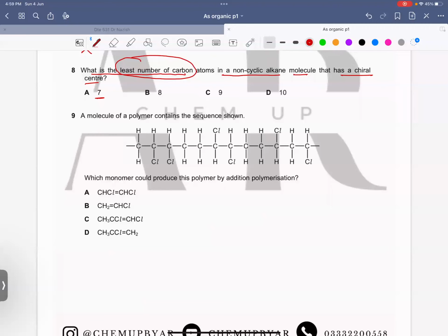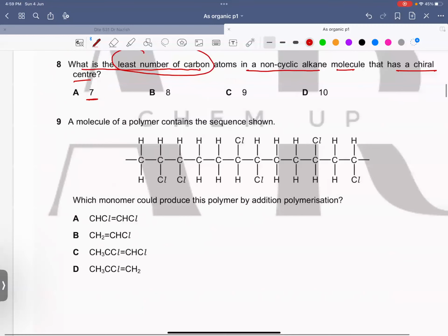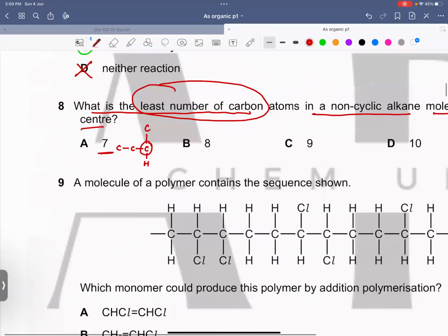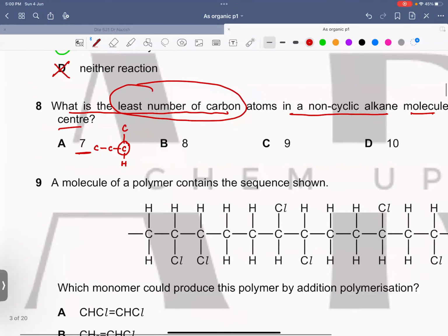Okay. So if I have 7 carbons, let me think this carbon can be chiral. So there must be 1 carbon. In this case, I have 2 carbons over here. So how many carbons have I put? Here, for example, I have a hydrogen. I have put 4 carbons. Now I am left with 3 carbons, right?